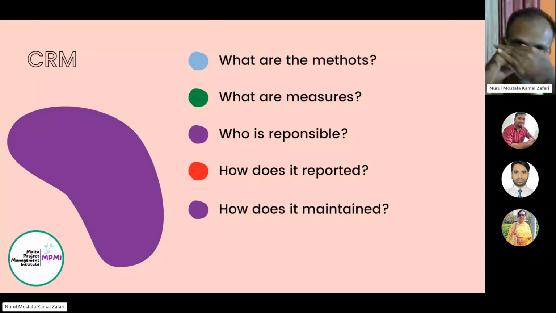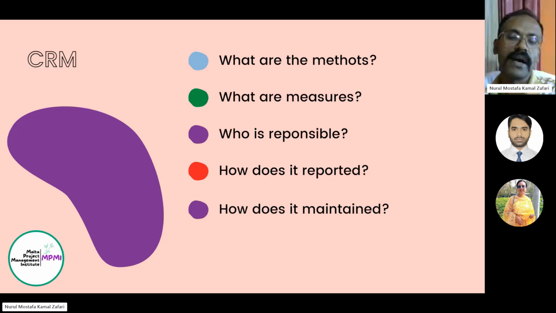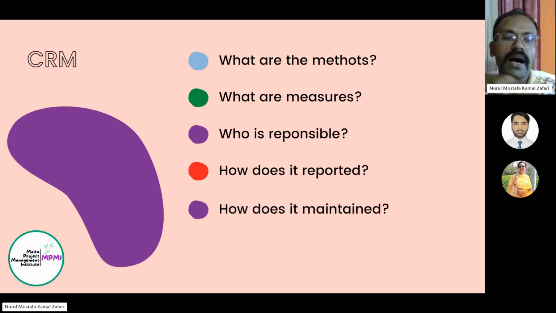Now CRM, you can write it in the MEAL plan part, but also some donors ask how you will ensure CRM, meaning how the complaint and response mechanism will work. So you have to write the method of complaint, what measures will be taken, who is responsible to manage CRM, how reporting will happen, and how the CRM will be maintained. You have to write it in a short paragraph, but clearly, in simple language.